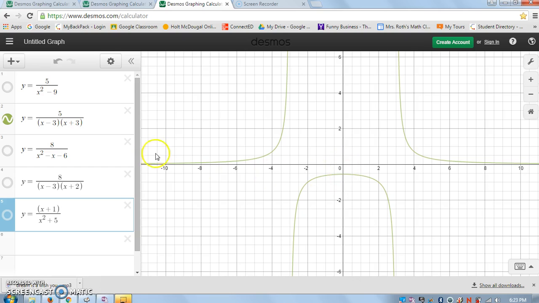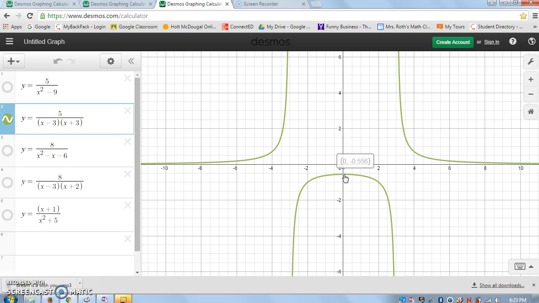If x is 0, I would plug a 0 in here, right? If I plug a 0 in for x squared, I'm going to get negative 5/9. So this point right here, if you did that on your calculator, you'd see that that's negative 5/9. Okay, that is the y-intercept.